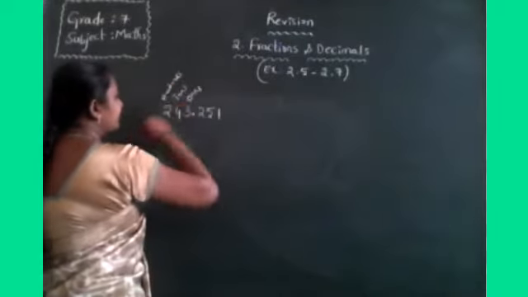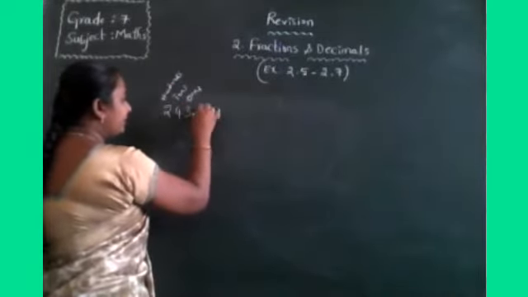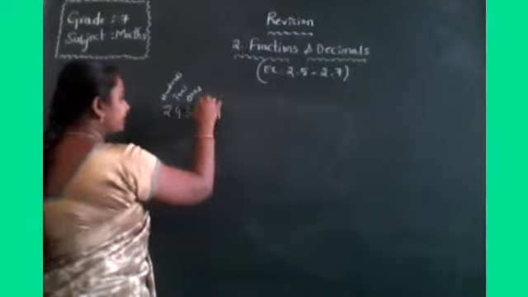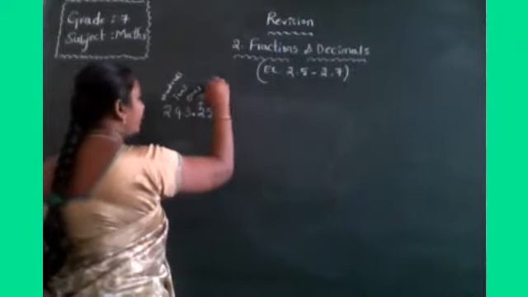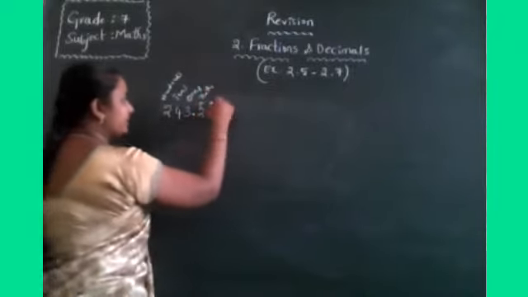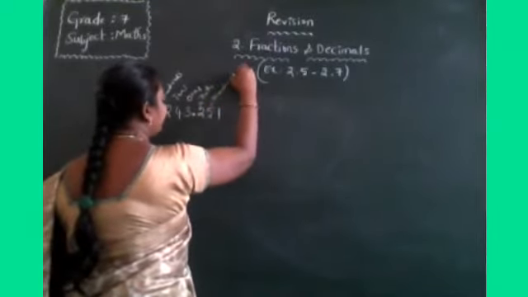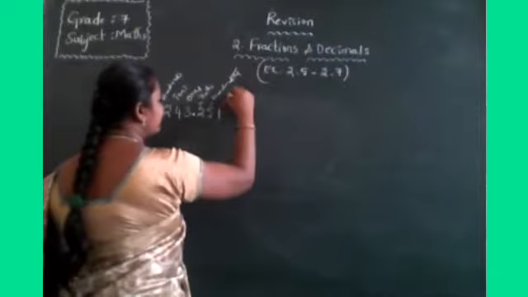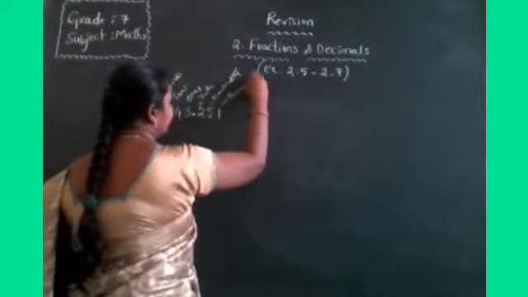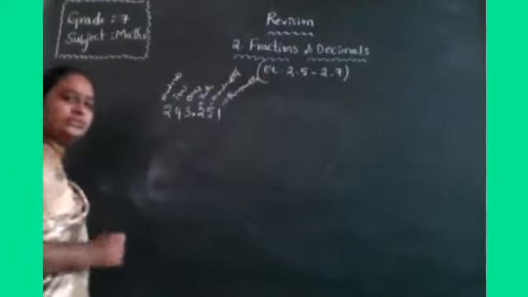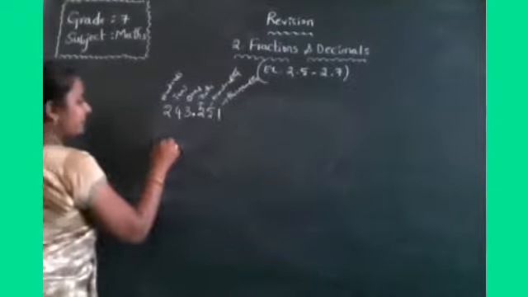Okay, hundreds. Next, the right side of the point is the tenth part. So how many tenths here? 2 tenths. Next, hundredths. Next, it is thousandths. Okay, right. So, the expanded form.